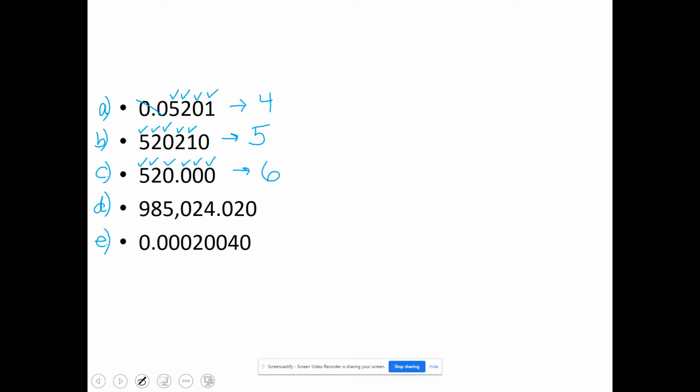All right, letter D, we got all the numbers that count. The zeros between count because they're sandwiched, so we have to deal with this 0 right here and see if it counts. It's an end 0, so go back to the end zeros. If there's a decimal, it counts. No decimal, it doesn't count. This has a decimal in the number, so it counts. So 1, 2, 3, 4, 5, 6, 7, 8, 9. So 9.